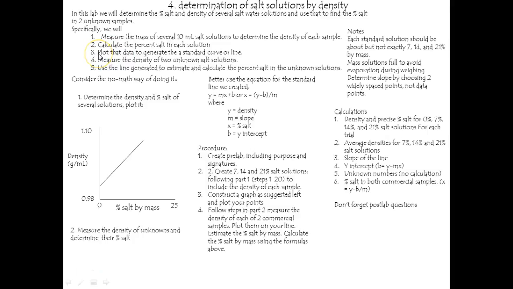Once we have those standard points, we can plot them to generate a line, which will look roughly like the line you see down here. And then if we have a couple of unknown samples, we should be able to plot them on their line. And if we know one thing, in this case, we'll measure the density, from that we should be able to figure out the percent salt by mass in each of those samples.